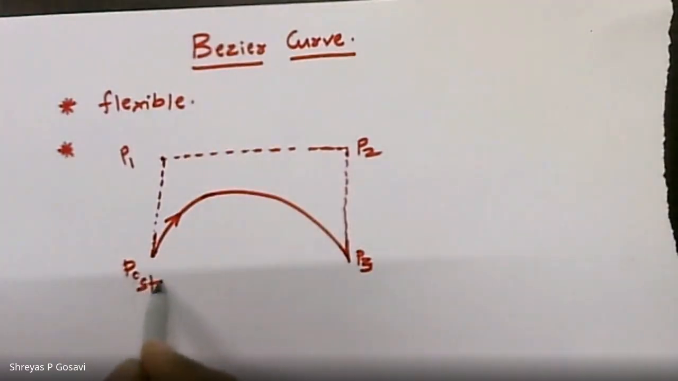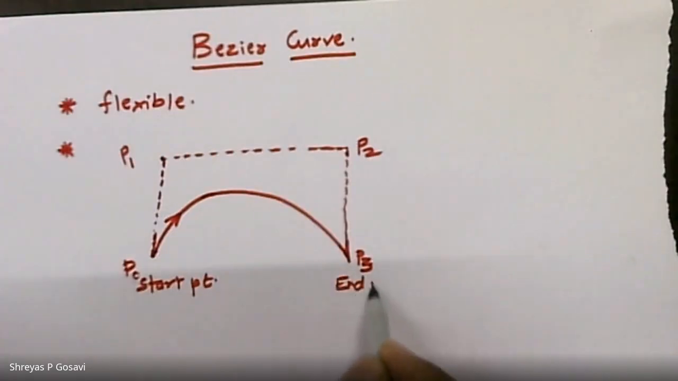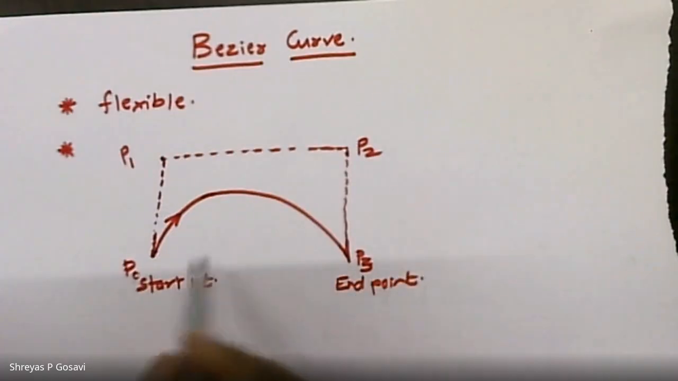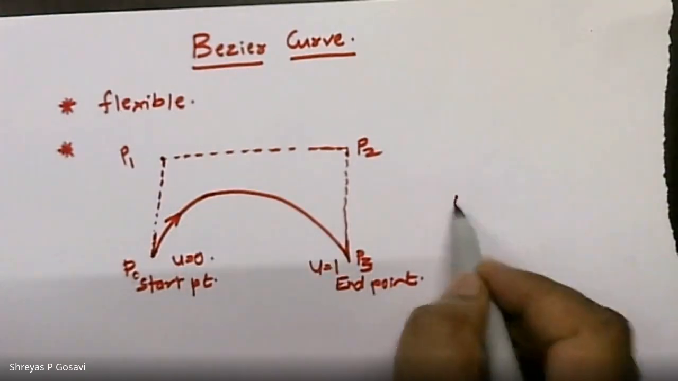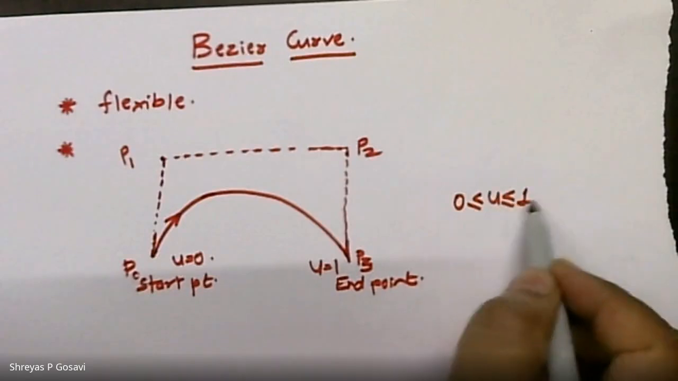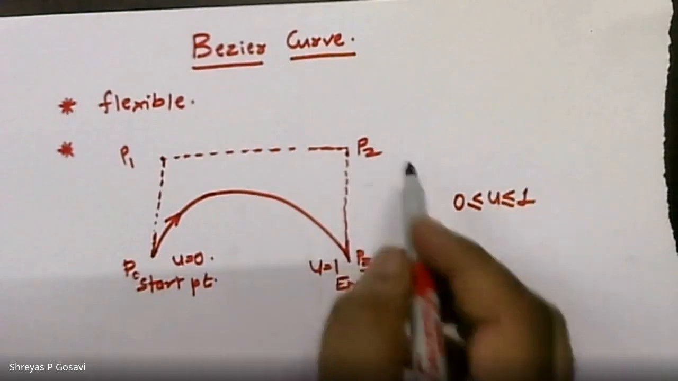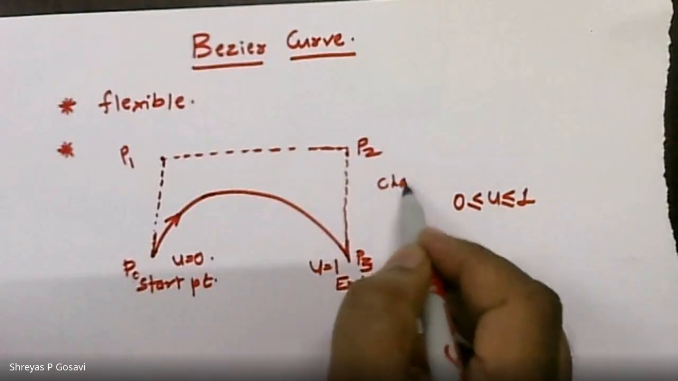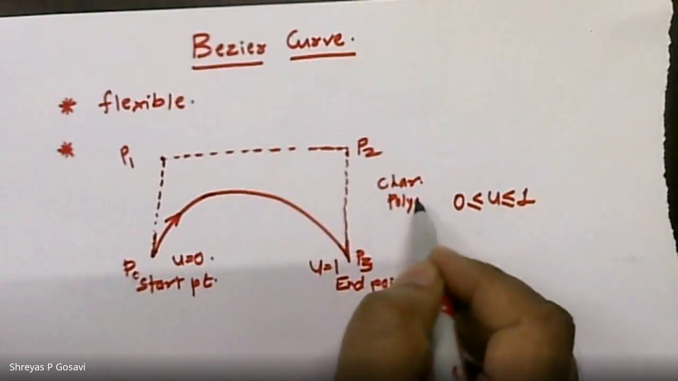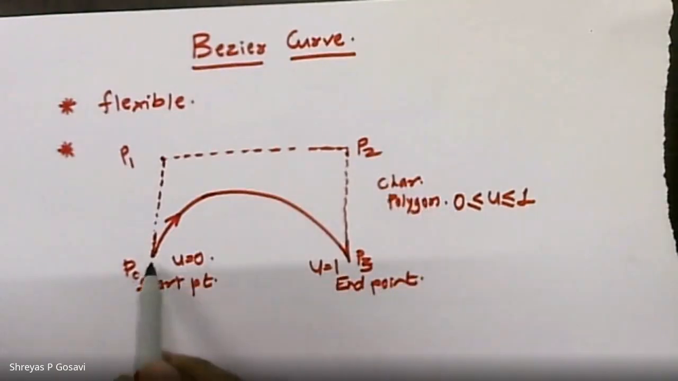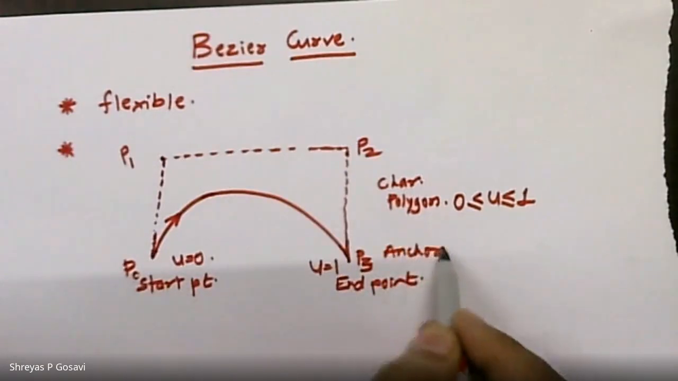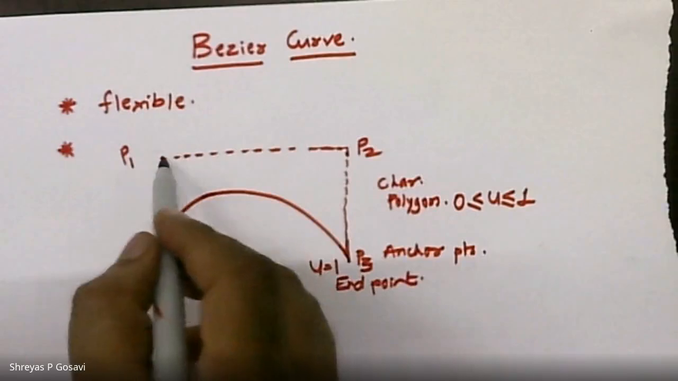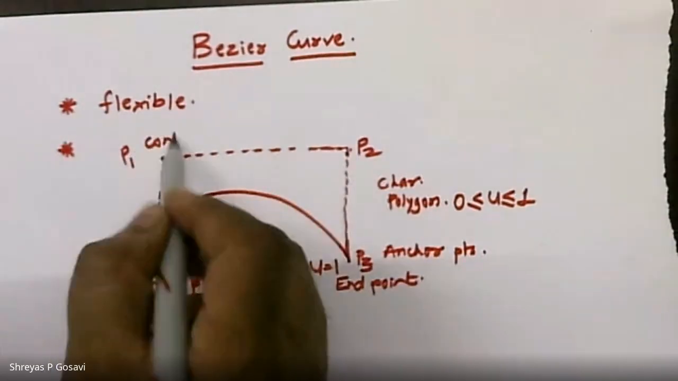So P0 is the start point and P3 is the end point, with the value of parameter u ranging from u equal to 0 to u equal to 1. That is, u lies between 0 and 1. Thus, it tends to form a characteristic polygon. Points P0 and P3 are termed the anchor points, and P1 and P2 are the control points.